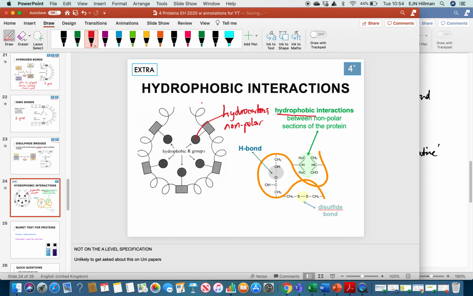So to prevent that interaction, the polypeptide chain folds in, essentially to hide these non-polar R groups within the inside of the protein, and that expels water. These interact together, and that can help form the three-dimensional shape. Okay, so this is not on the A-level specification, and in fact it's even unlikely that you'd be asked this on the foundation program as well, but they are certainly present.